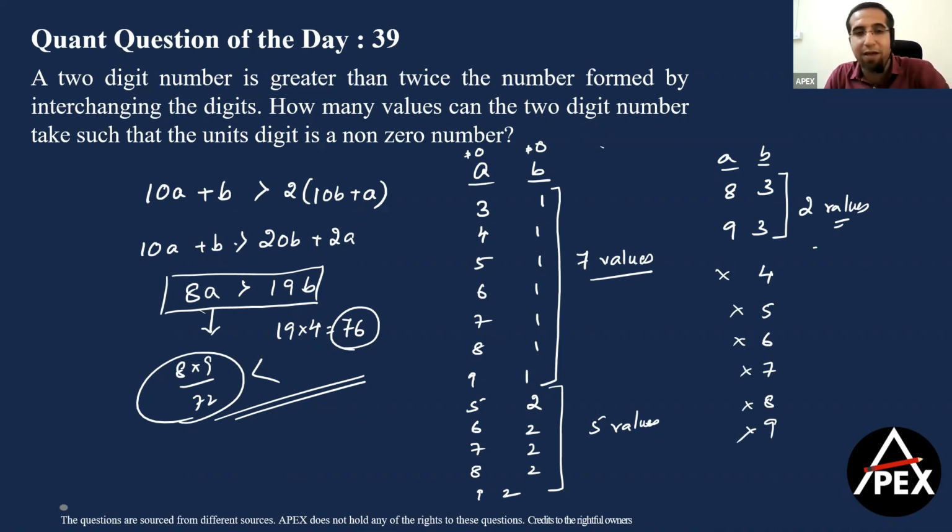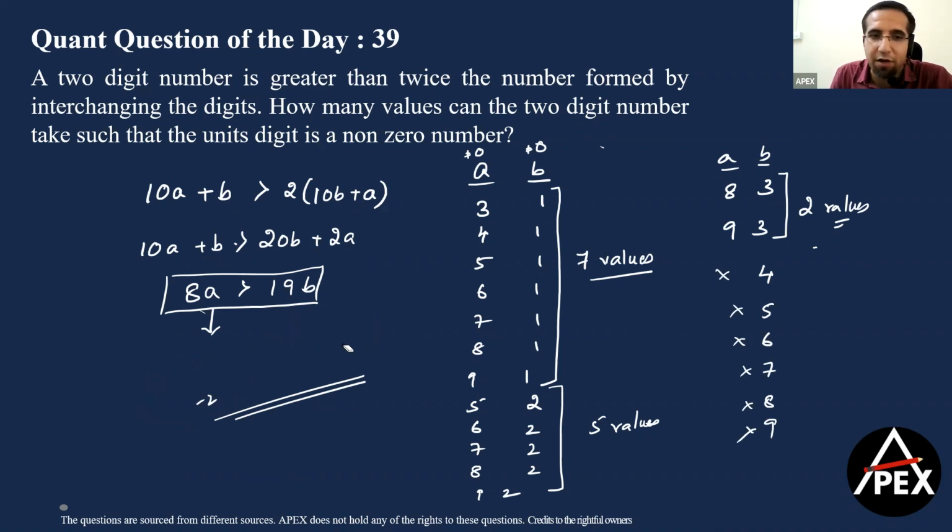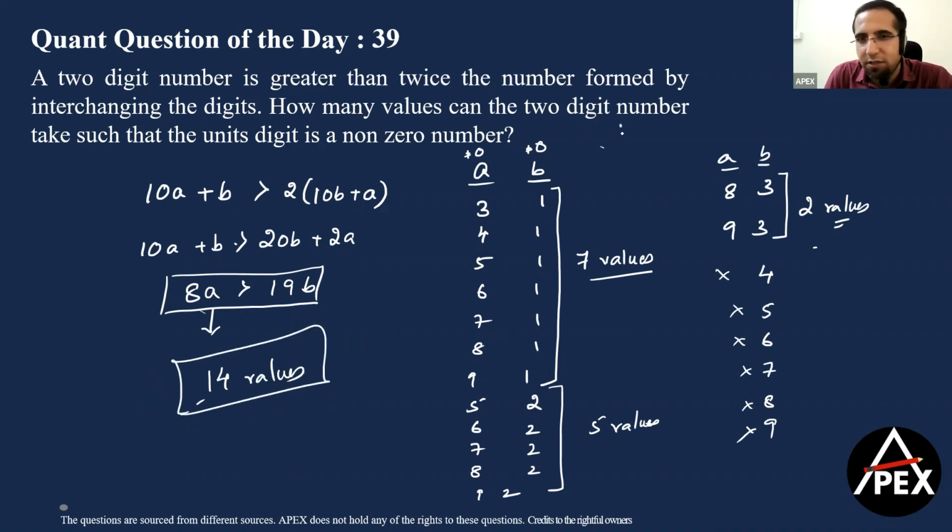Right? So therefore, how many values are there which will satisfy the given condition? We will have 7 plus 5 is 12, 12 plus 2 is 14. So there are 14 values which will satisfy this condition. And therefore, the answer in this case becomes 14. In case you're quick enough to calculate, somewhere around 90 seconds to 120 seconds should be your time, guys.